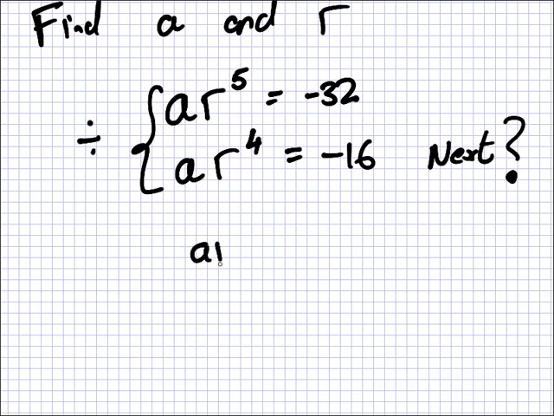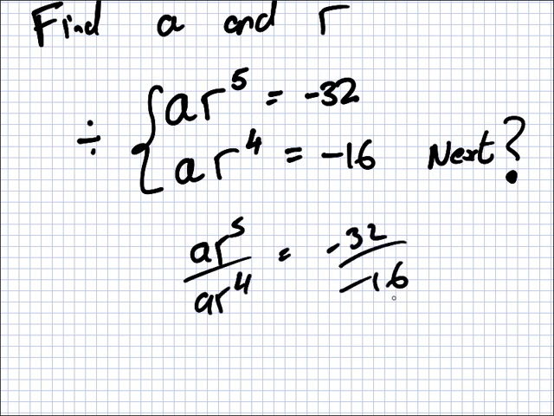So that's ar^5 over ar^4 equals minus 32 over minus 16. Now, Jafet, what happens on the left? The A's cancel, good. And what happens to the R's? You cancel, just one R left. Correct. And then here this is 2. Now we'll do another example and then I'll start asking people what to do.